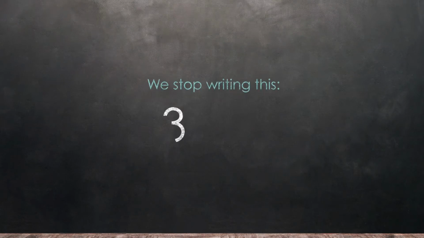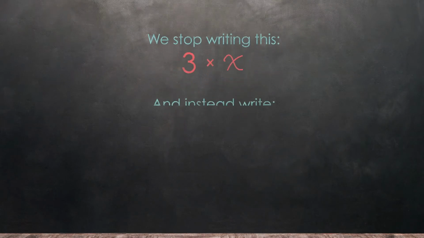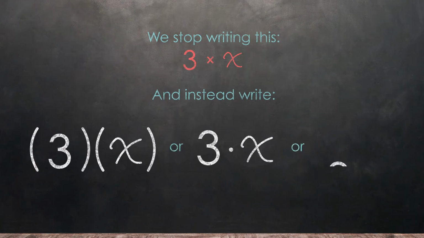When letter variables are introduced in algebra, we stop using the multiplication sign and instead use brackets, dots, or simply write the numbers side by side. Sometimes these notations can be confused with function notation. Let's look at a few examples where this is most often confused.